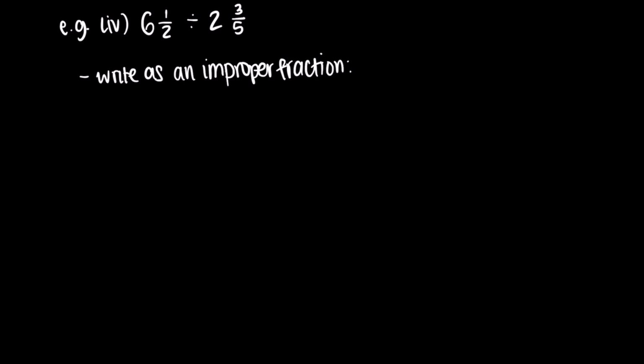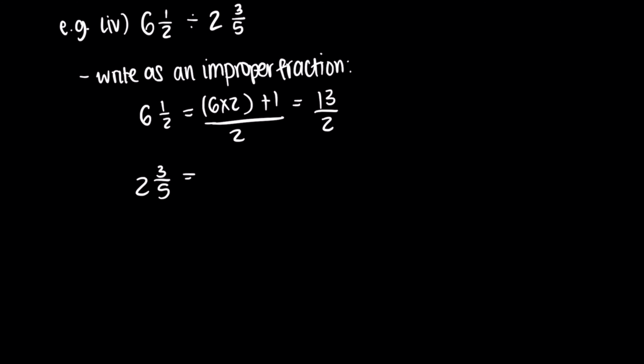Last example. 6.5 divided by 2 and 3/5. So like with multiplication, we have to write our mixed numbers as improper fractions. So 6.5 as an improper fraction is 13 over 2, and 2 and 3 over 5 as an improper fraction is 13 over 5. Now we can divide.